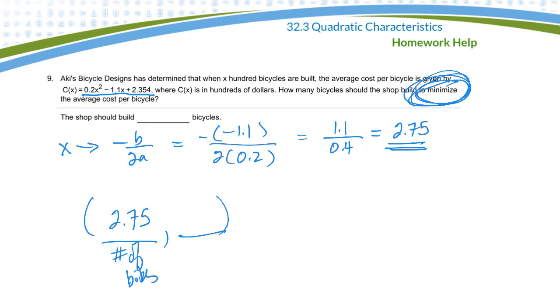Average cost. Yeah, so this would be cost. But they didn't ask for that. All they want is the number of bicycles. But then they said it's x hundred bicycles. So really I should take this 2.75 and multiply it by 100. That would tell me how many bikes. So it'd be 275. That's what I'm putting there. Sell 275 bikes, you minimize your cost.